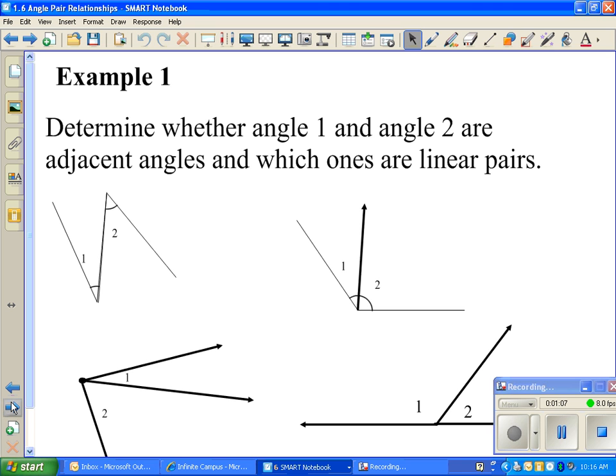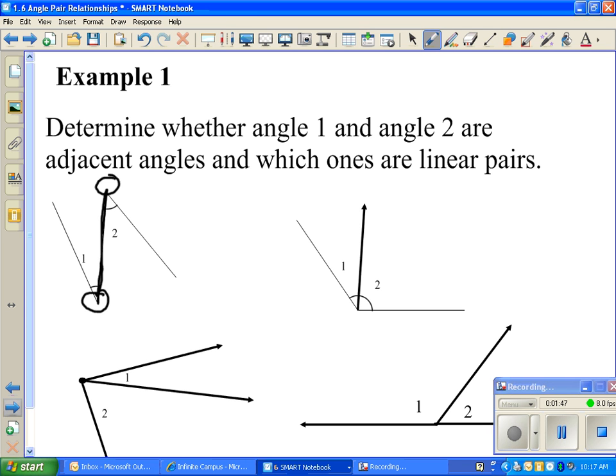Example 1, we want to determine whether angle 1 and angle 2 are adjacent angles, and then if they are, which ones are linear pairs. First one, 1 and 2, are they adjacent? Yes, they are. They share a common vertex and a common side. Where's the vertex? The middle point, the middle line. That's their common side. Where's their common vertex? So is that a common vertex? And is it a vertex for both of them?